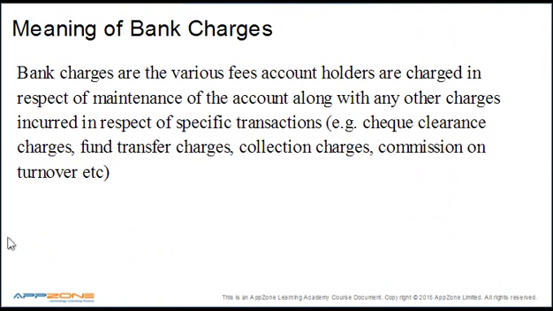The first example we're talking about is check clearing charges. Customers who operate with a particular bank may bring a check from another bank. Let's assume I have an account with GTB and I want to make payment into GTB, but I have a Diamond Bank check. I bring the Diamond Bank check and submit it to GT Bank. For GT Bank to process that check for funds to come into my account, it has to go through a clearing house.